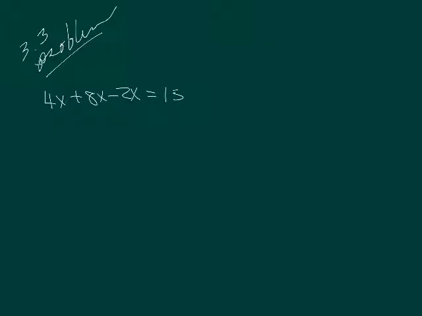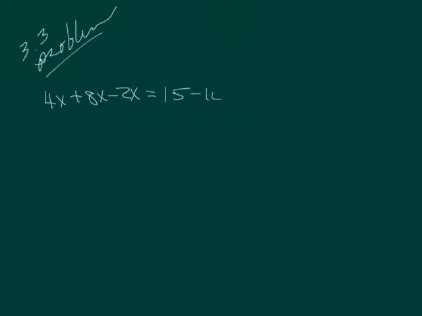So for the 3.3 problem set, 1 through 40, we've pretty much done several times in the examples, so I'm not going to do any of those. Let's jump to number 48. So we have 4x plus 8x minus 2x equals 15 minus 10.